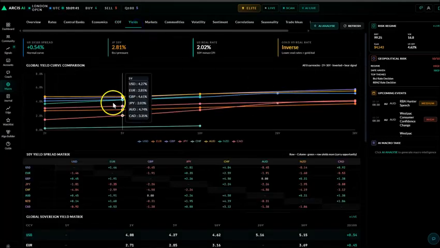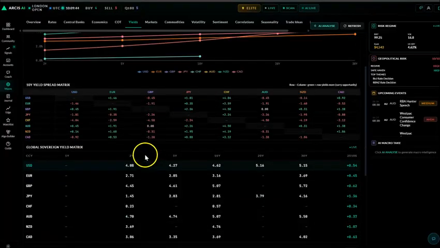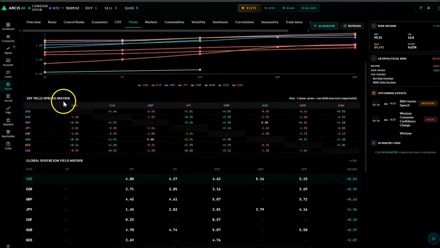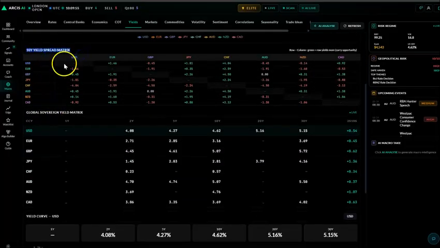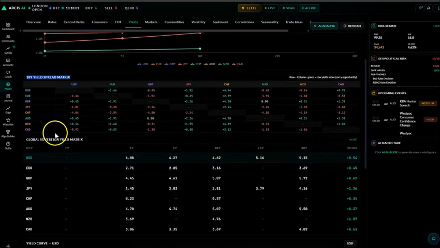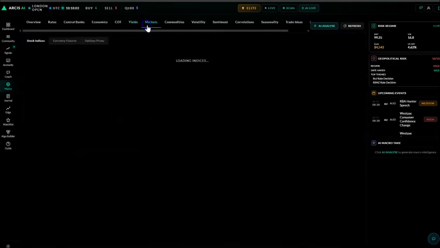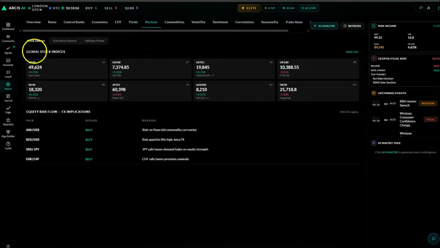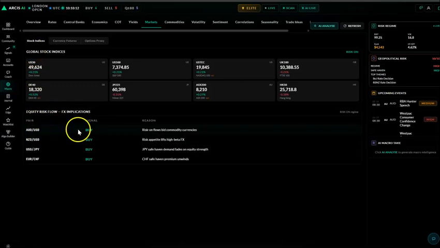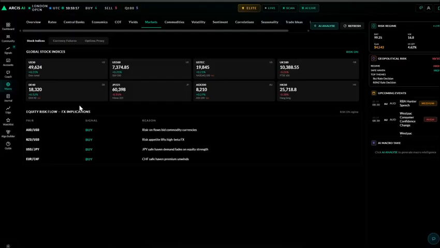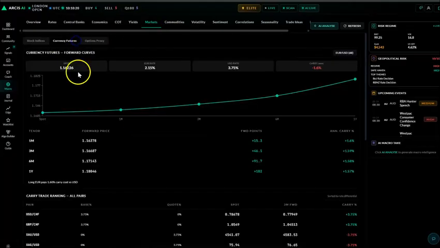Next we have yields. So this is just the 2-year, 5-year, 10-year, 20-year, 30-year yields across all currency markets. This one here is the 10-year yield, so the 10-year yield matrix. Then we have markets. So we have the stock indices, so it's analyzing the stock market, equity risk flows, buy AUD USD. So it's just analyzing that data and telling you where the money is likely to be going. We have currency futures.